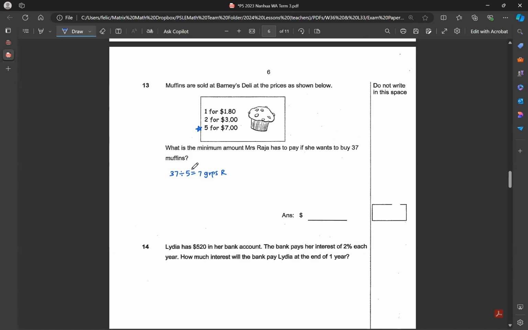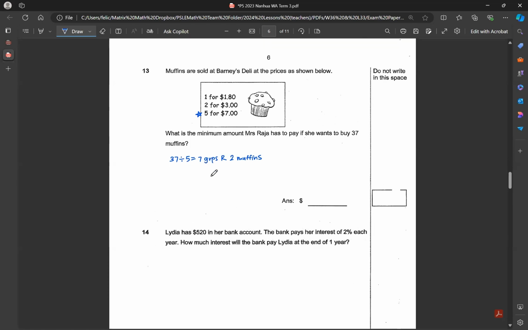All right. So 7 groups of 5 means 35 muffins. These two together is 35 muffins. 35 muffins, you minus from 37 muffins, that will be a remainder of 2 muffins. So you must know what remainder represents. Remainder represents the muffins.